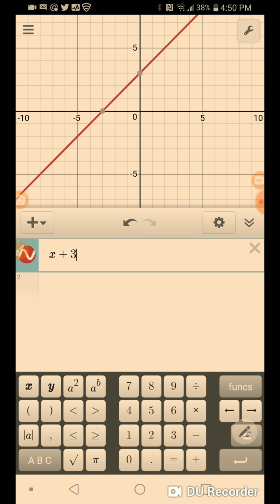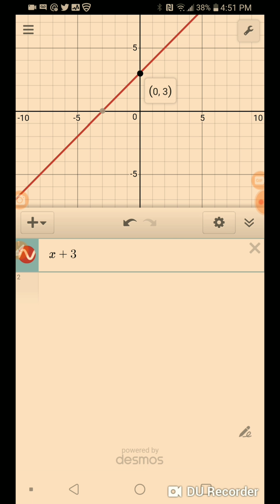I'm going to show you the ordered pairs now. You can now see the ordered pairs. On the y-axis we have 0 as the x value and +3 as the y value. On the x-axis we have -3 as the x value and 0 as the y value.